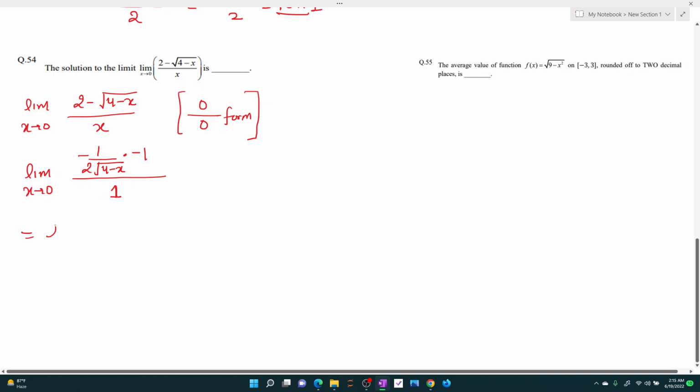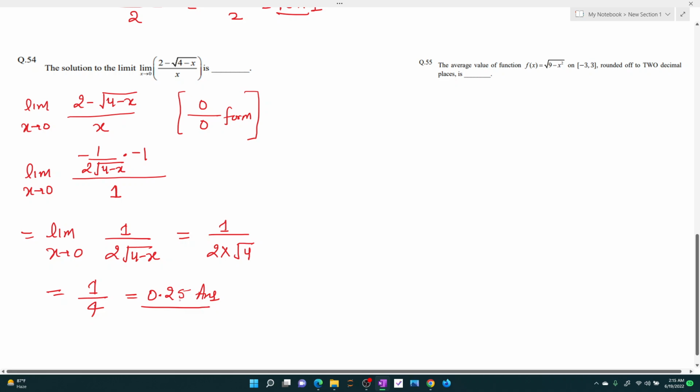So this limit can be written as limit x approaches 0 of 1 upon 2 into square root of 4 minus x. So when we put x equals 0 here, this will become nothing but 1 upon 2 into square root of 4, which is 2. So the value is coming out to be 1 upon 4, which is nothing but 0.25, right? So 0.25 is the correct answer here.